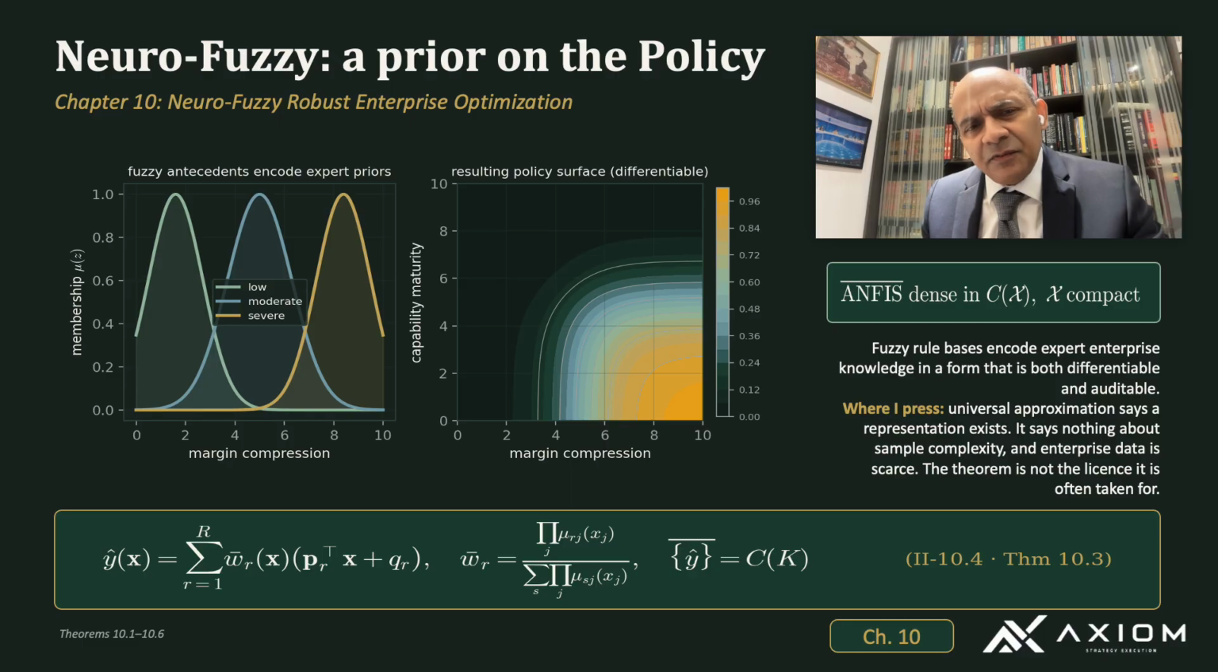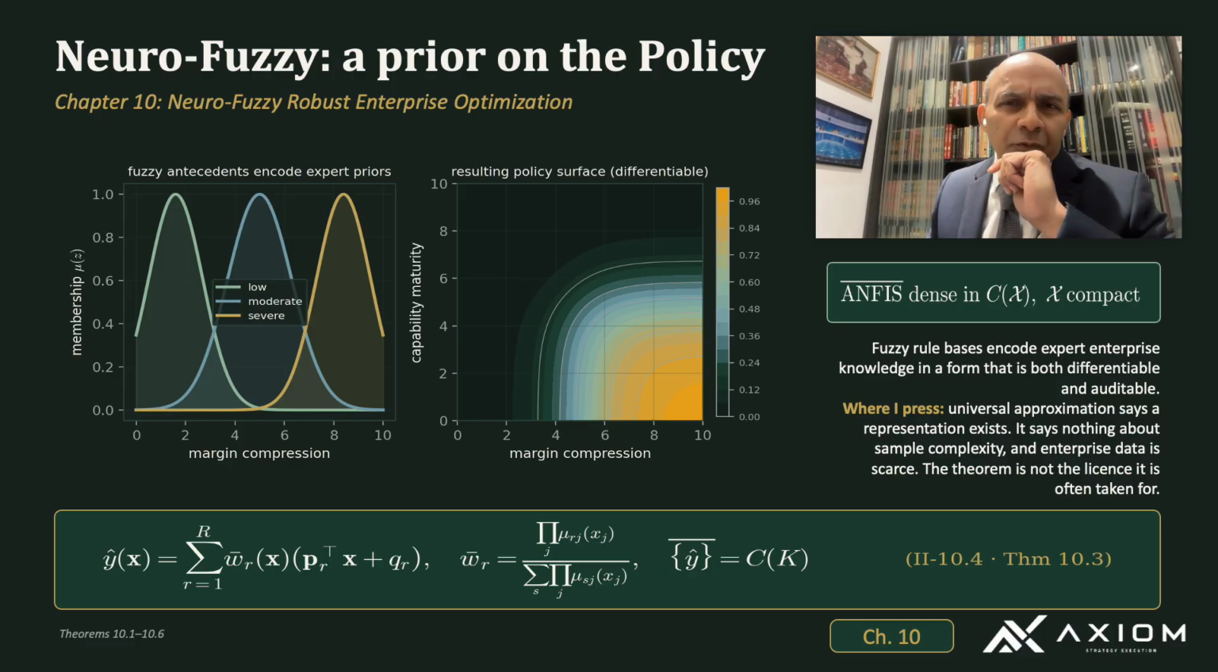It is a mechanism for putting a prior on the policy when the dynamics are not identifiable. Given Volume 1's Theorem 4.5, which was the model validation theorem, that is a coherent response rather than a soft one. Universal approximation theorems say a representation exists. They say nothing about sample complexity, and enterprise data we know is scarce.